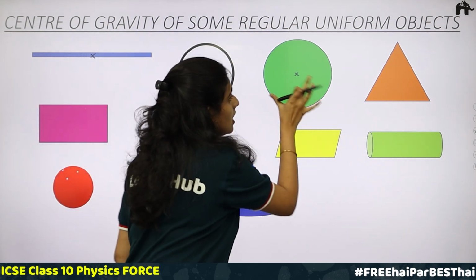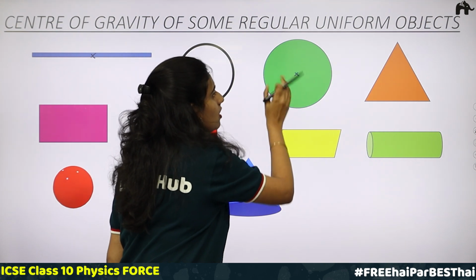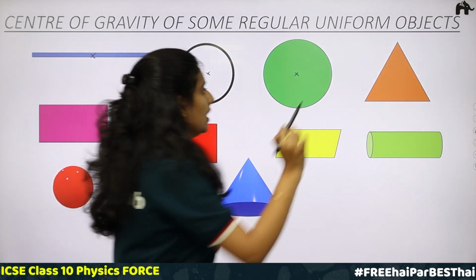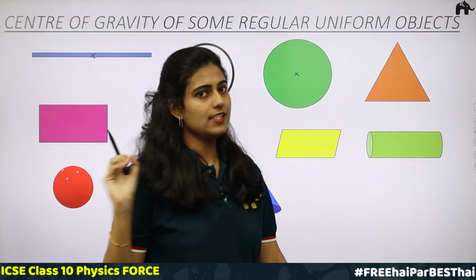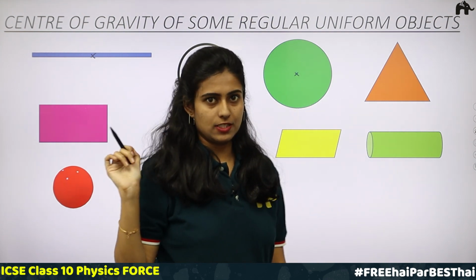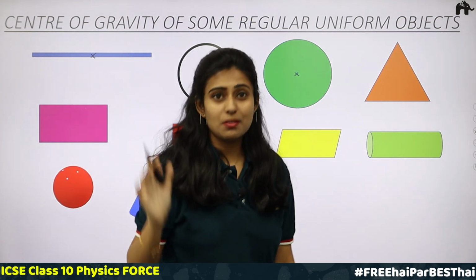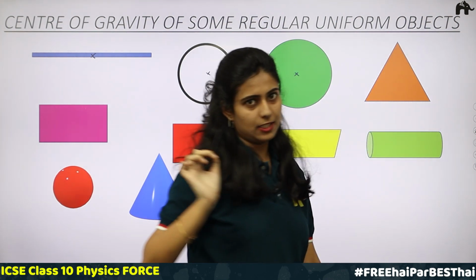But when it comes to a circular disc, the center of gravity is a point on the object. Okay. Next, the fourth one, we have a triangular lamina. In this case, how to find the center of gravity? Let's see. First, we have to draw medians to this. Okay, how to draw a median? What is a median? A median is a line which is drawn from one vertex to the opposite side.